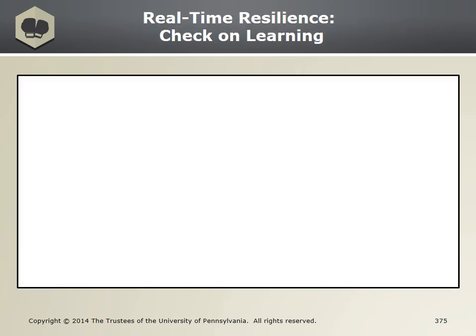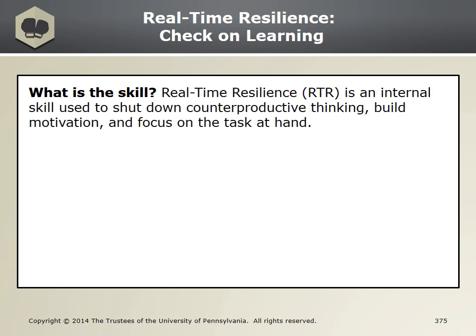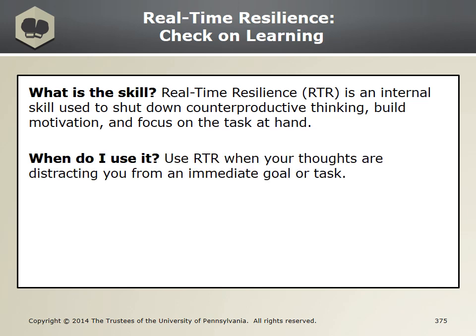Okay, now we'll do our check on learning. So what is the skill? Real-time resilience is an internal skill used to shut down counterproductive thinking and build motivation and focus on the task at hand. When do you use it? Use real-time resilience when your thoughts are distracting you from an immediate goal or task.